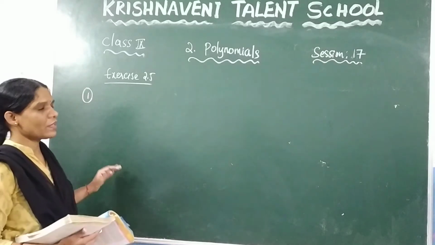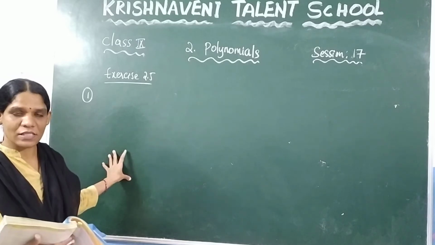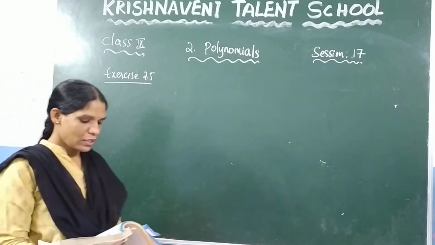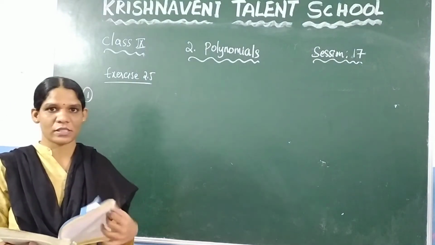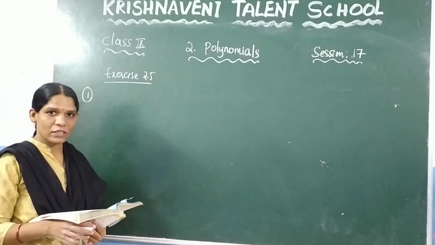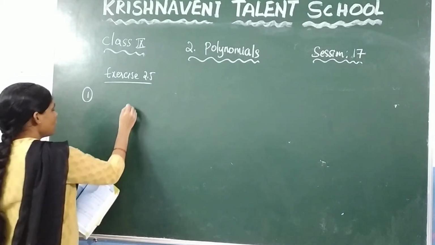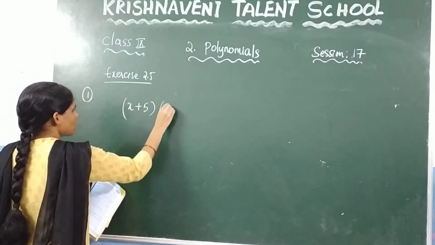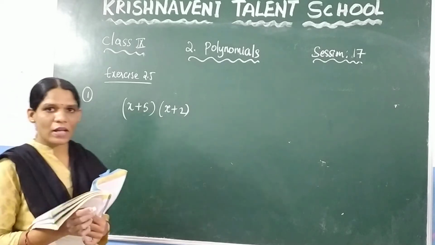In the last session we have discussed 8 identities, and by using those identities we are going to solve this exercise. Now see the first one. Here they have given you suitable identities to find the following products. So here you need to find the following values by using the suitable identities. The first one, they have given x plus 5 into x plus 2. Here you need to find the value of this one.